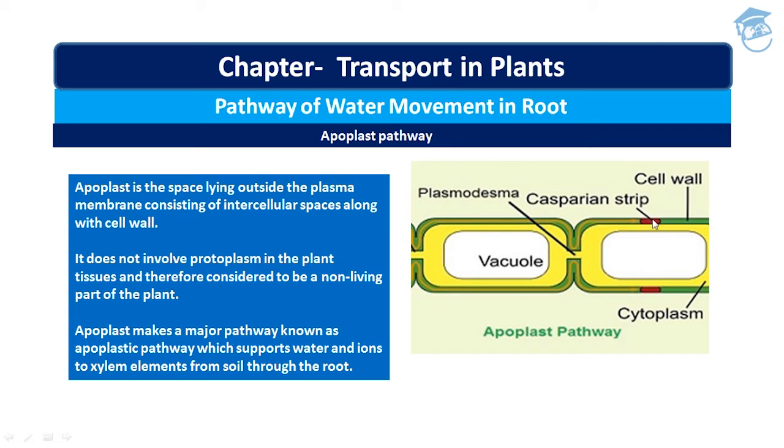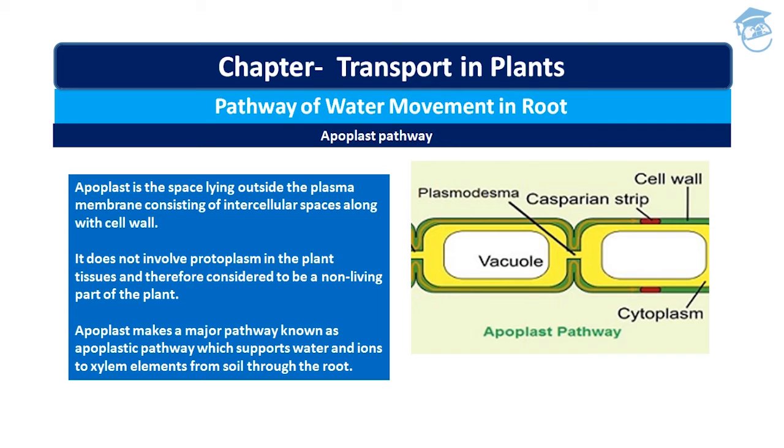Casparian strip, students, is a wall, you can say, which has a deposition of suberin in it. It is a band of cell wall material deposited in the radial and the transverse wall of the endodermis, and is chemically different from the rest of the cell wall. It is made up of suberin and sometimes lignin. I hope it is clear to you now.